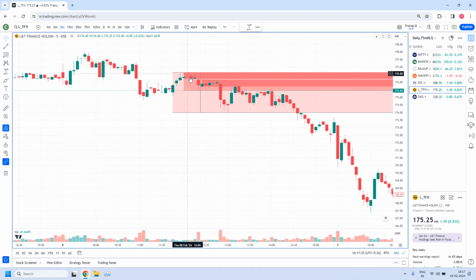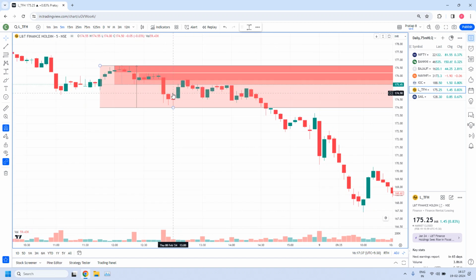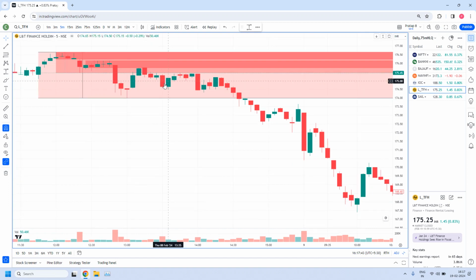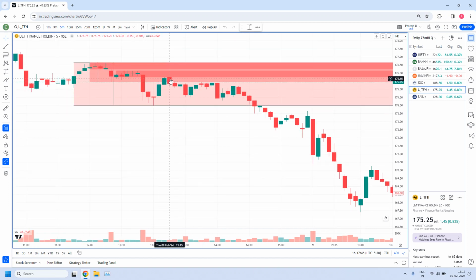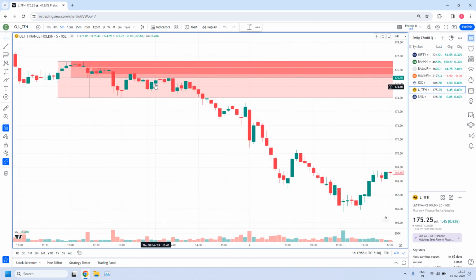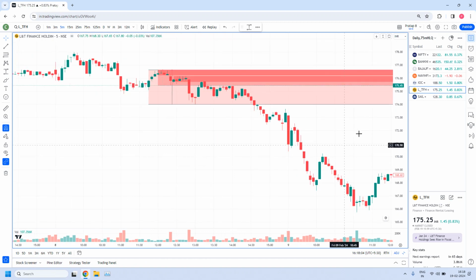And this is a fresh zone. The top one is a fresh zone. The second one, I cannot say exactly that it is a fresh zone, but there are no tests in the run. All these are rejections. See the rejection from this zone, it just reached the distal line and then rejected. After that prices came down. And previously also prices didn't go very close, but again from here, that means there is a lot of order flow in this area.